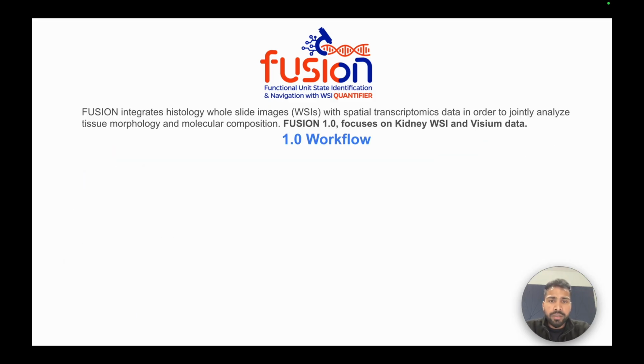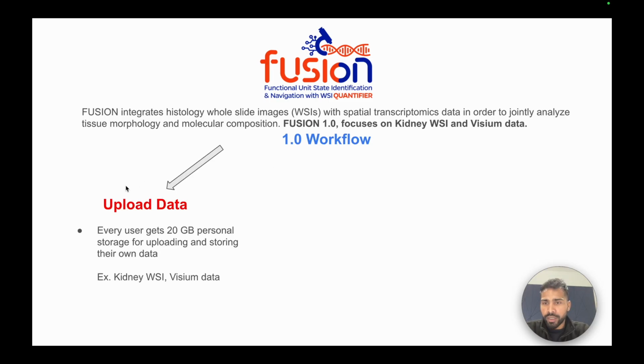Now that we have discussed what Fusion is and why it's important, let's look at how Fusion actually works. The Fusion workflow can be broken down into three simple steps. The first one is upload data, where the user gets 20 GB of personal storage for uploading and storing their own data, which can be kidney whole slide images, 10x VGM data, or any other datasets. They can also access publicly available data stored on the Fusion platform.